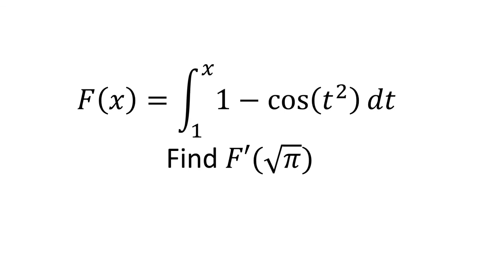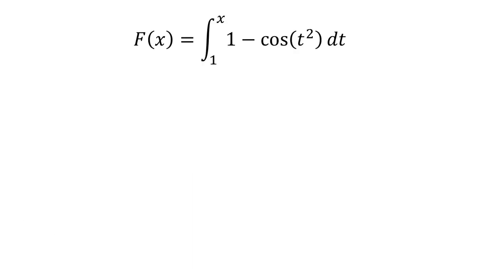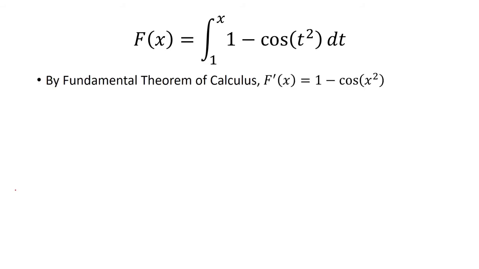f of x is the integral from 1 to x of 1 minus cosine t squared dt. We want to find f prime of square root of pi. Well, first, in order to find f prime of square root of pi, I need to find the derivative. Now, in order to find the derivative, I have to use the fundamental theorem of calculus.